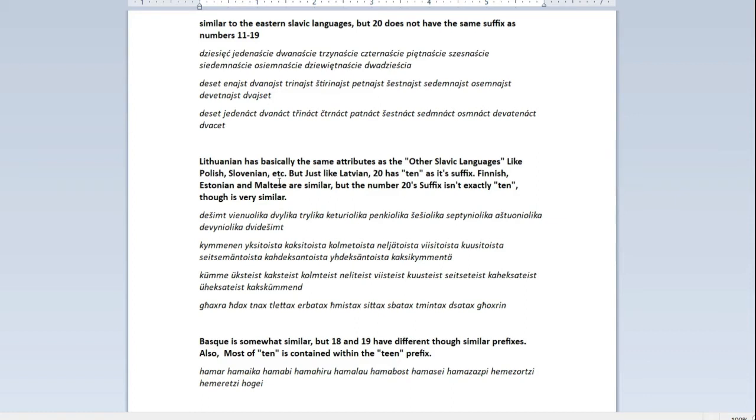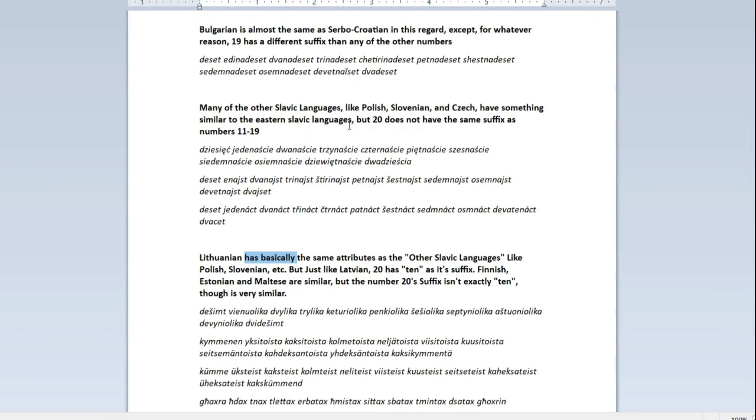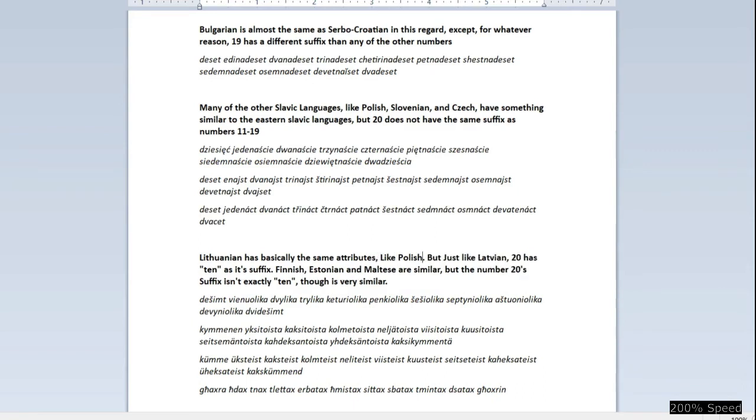So yeah, here we have Lithuanian, Finnish, Estonian, and Maltese. Lithuanian has basically the same attributes as the other Slavic languages, which is right here. It has the same attributes. But just like Latvian, 20 has 10 as its suffix. Finnish. Well, hold on, wait a minute. I guess this should go into it. So here's what I'm going to do. I'm going to group these together.